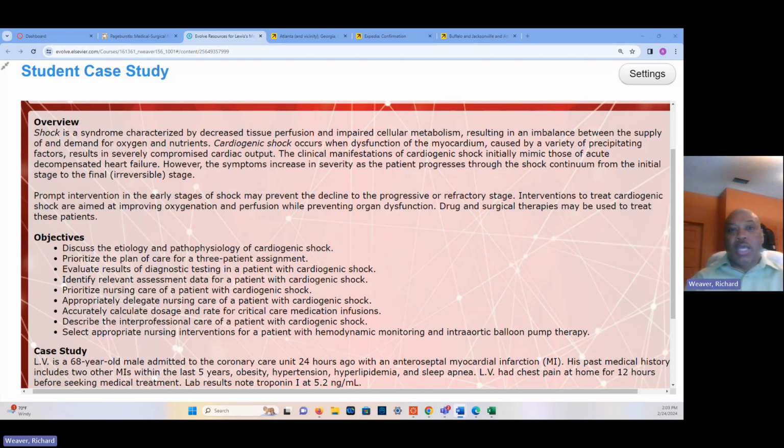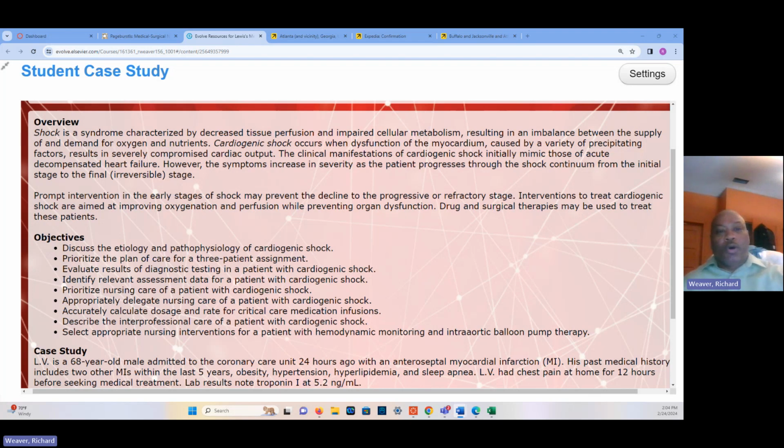Because remember, in that initial stage, it's not as apparent, all right? There are these subtle signs and symptoms, but they're happening at the cellular level, because that is where the cells are not receiving the oxygen and nutrients, and so these patients go into anaerobic metabolism. When our cells go through that process, they begin to deteriorate due to acidosis, but it's a slow process, until they really progress. All right.